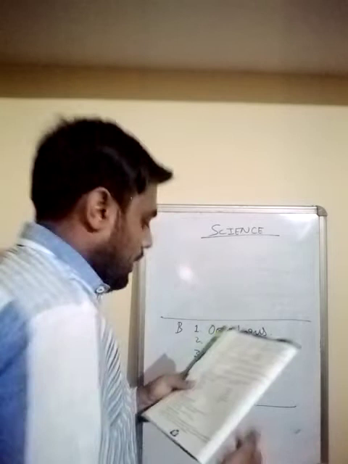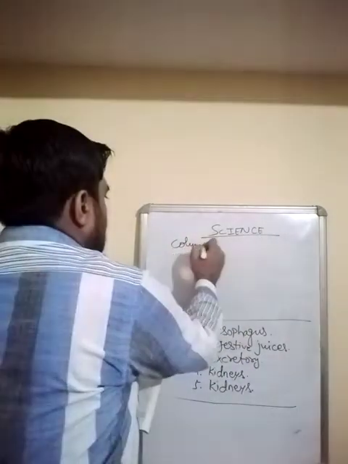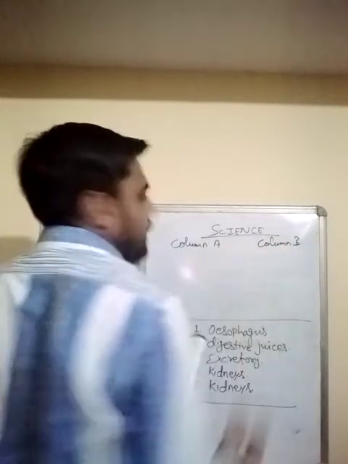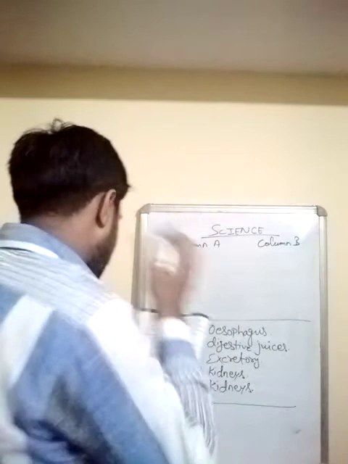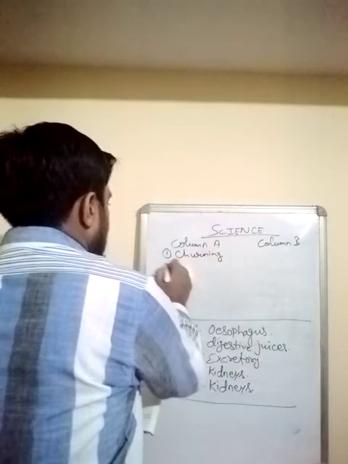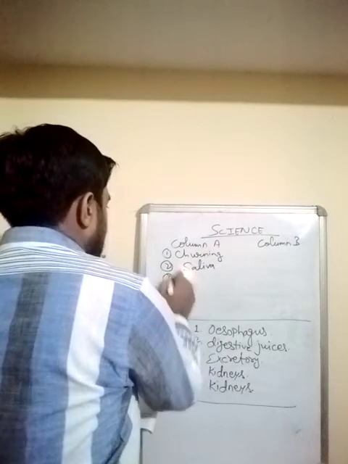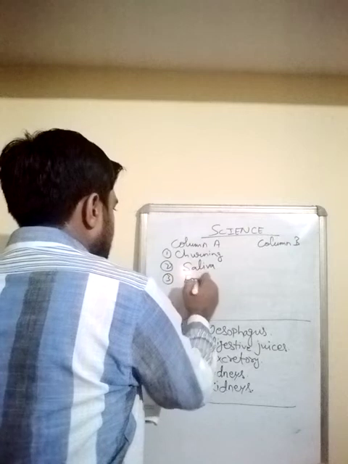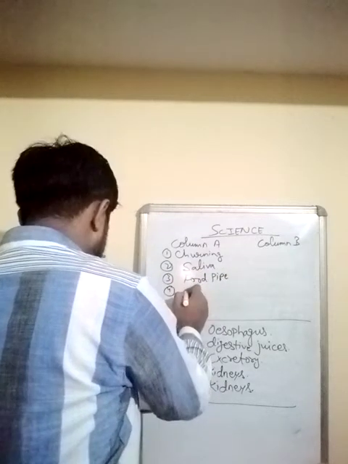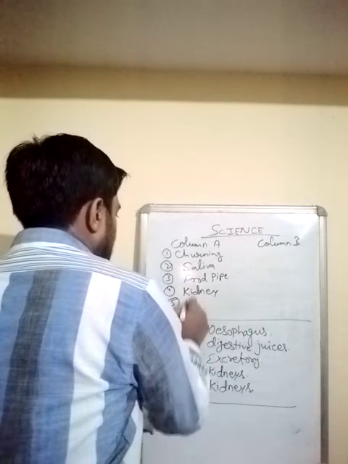Because we are moving on to match the following, okay? You have column A and you have column B. Okay, so in column A you have number 1, churning, number 2, saliva, number 3, food pipe, number 4, kidney, and number 5, fiber.